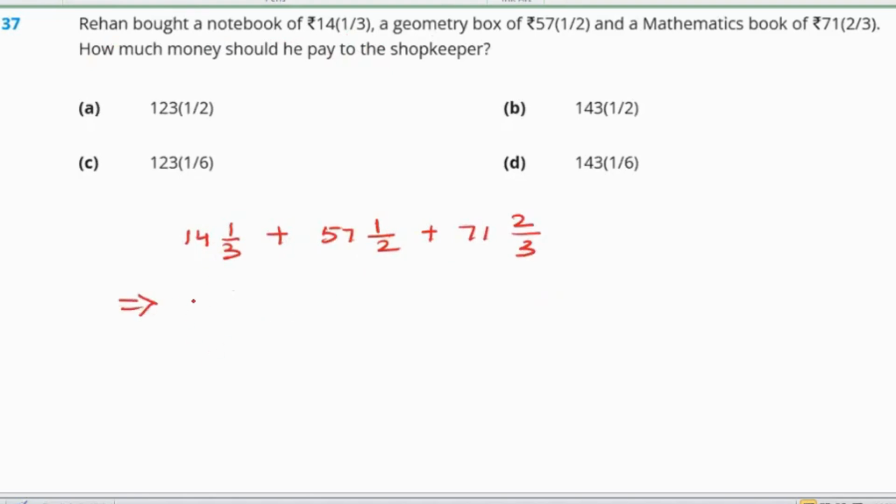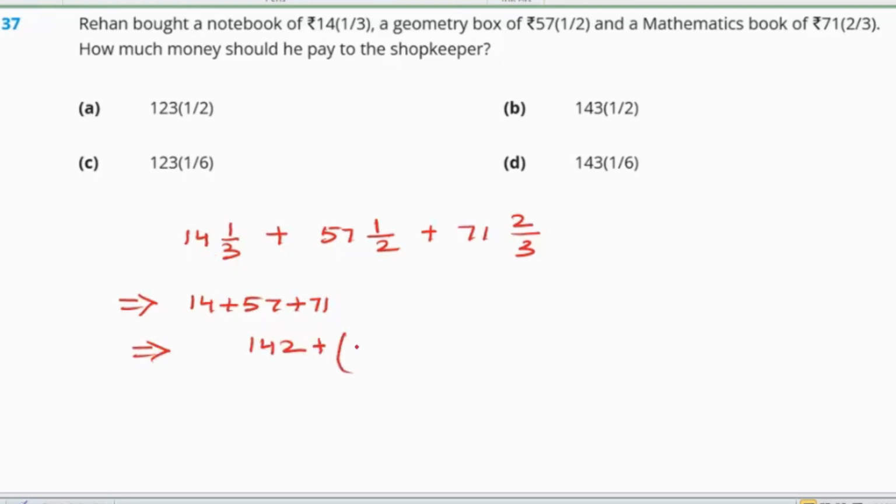First we will add all the whole numbers, 14 plus 57 plus 71. When we add them together, we will be getting what? We will be getting 142. Okay, 14 plus 57 plus 71, we will be getting 142.